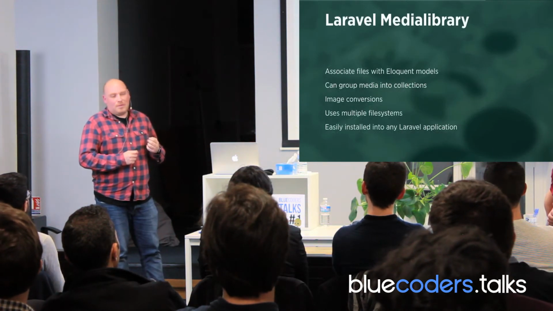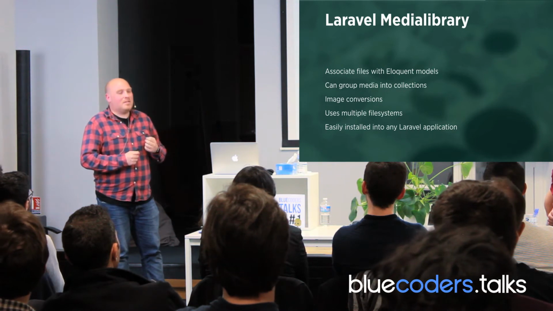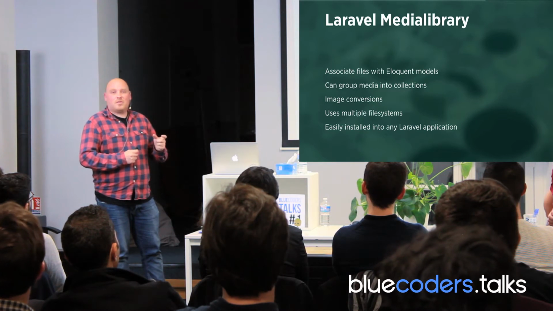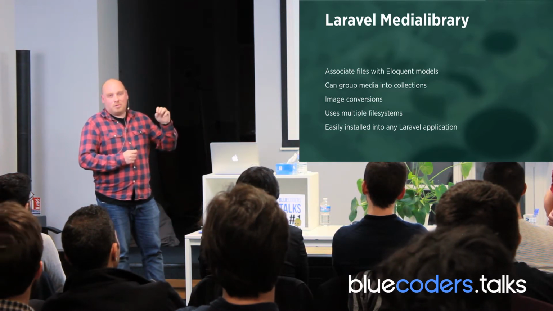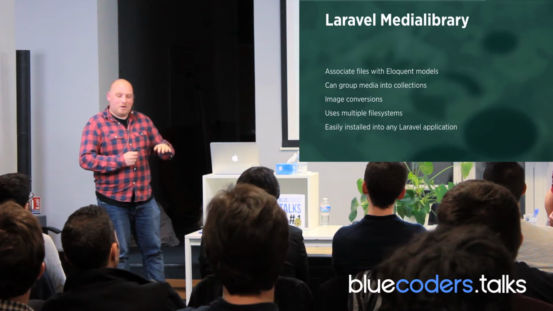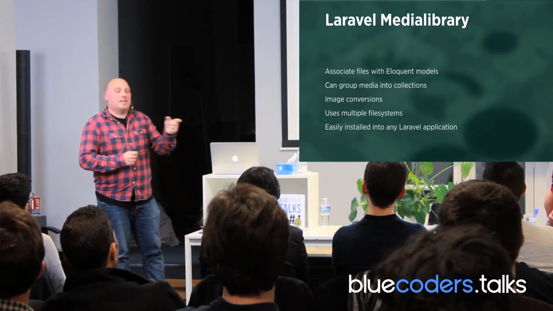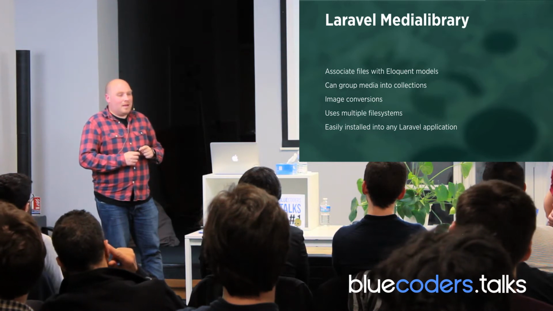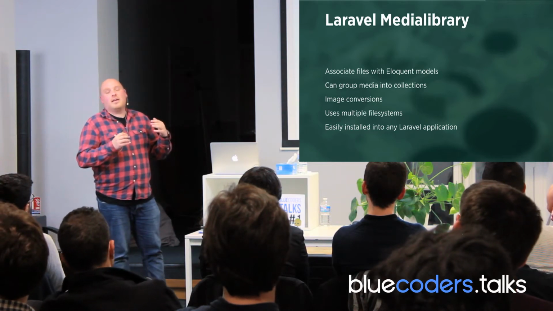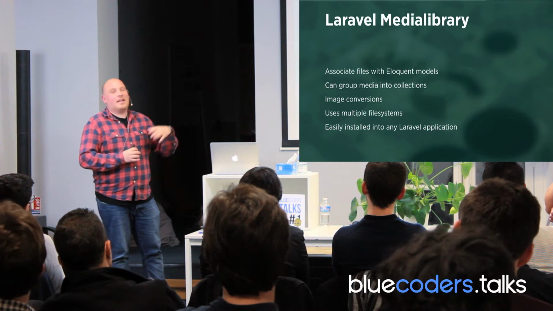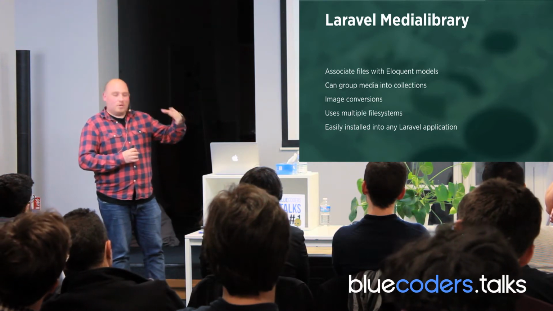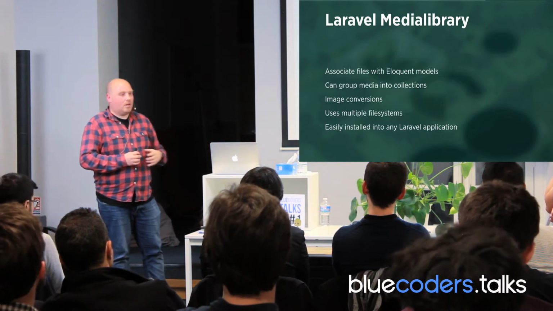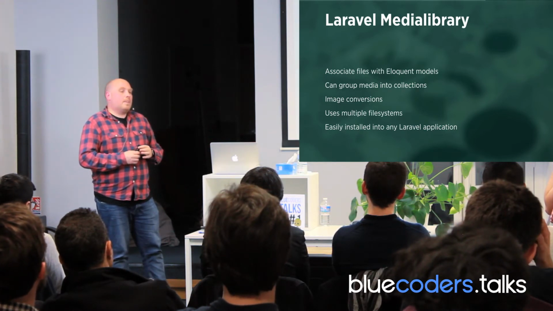What does it do? Summarized in one sentence, it can associate files with Eloquent models. So a model is coupled to media or some media objects, and those media objects point to a file in the file system. Those media objects can be organized in collections. So you can have an image collection with all your images, or a download collection with all the downloads in it.